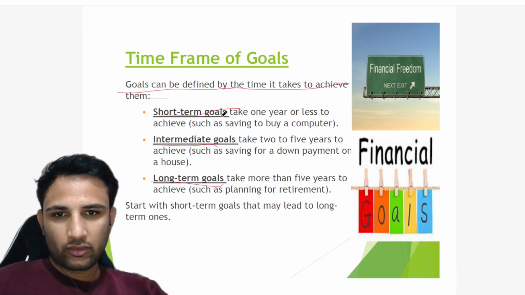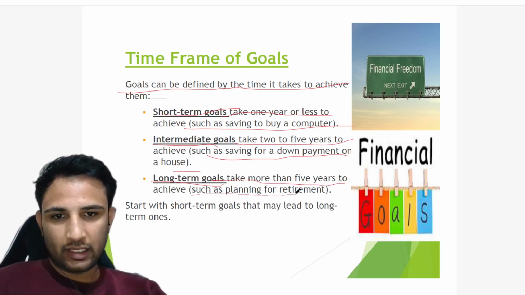So short-term goals take 1 year or less to achieve, such as saving to buy a computer. Second one is intermediate goals. It takes 2 to 5 years to achieve, such as saving for a down payment on a house. Third one is long-term goals. It takes more than 5 years to achieve, such as planning for retirement. So we should start with short-term goals that may lead to long-term ones.